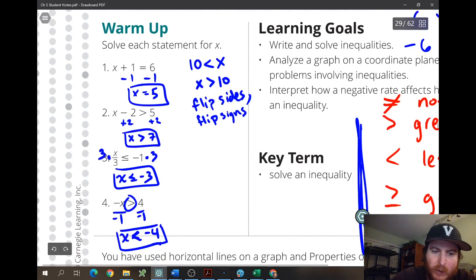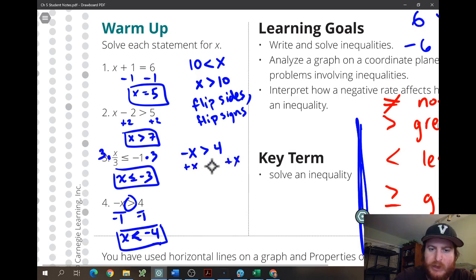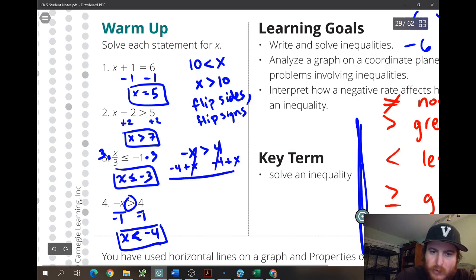So that's actually what happens when we have negative x is greater than 4. What I could do is add x to both sides to make the x positive. Then, since I want x on one side and my number on the other, I'm going to subtract 4 from both sides. And so I get negative 4 is greater than x. Well, now I want to flip sides and flip signs. So I'm going to get x, flip my sign, is less than negative 4. And from here to there, we flipped the sign.